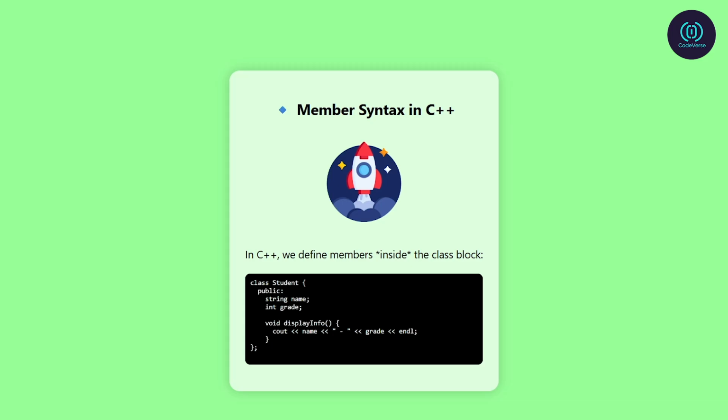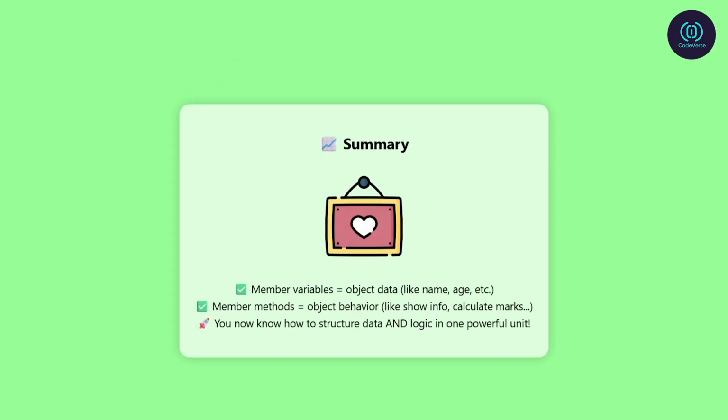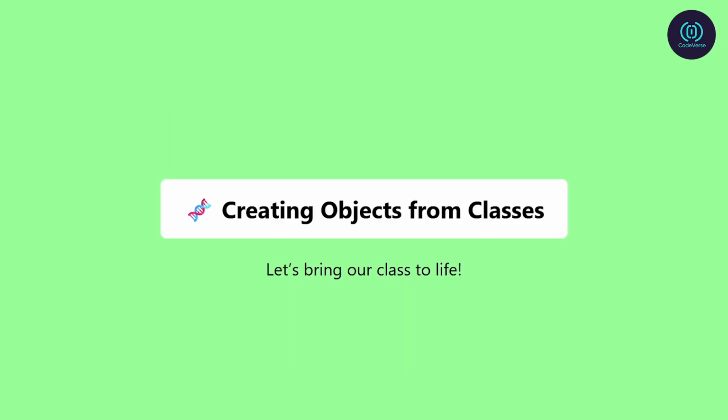And remember, these aren't just functions floating in your code. They are bound to your objects. That's what makes classes so powerful. They combine data and behavior into one reusable, organized unit. Alright, now that we've built a class with its own variables and methods, it's time to bring it to life. That's where objects come in.